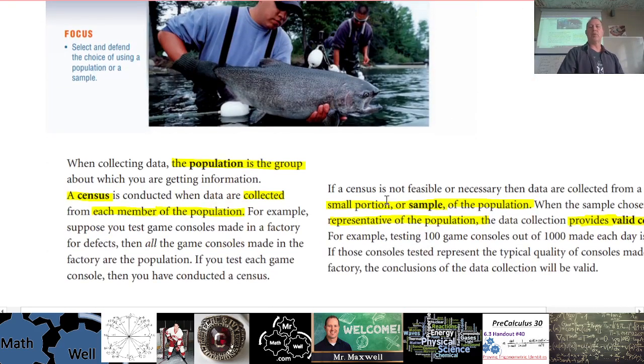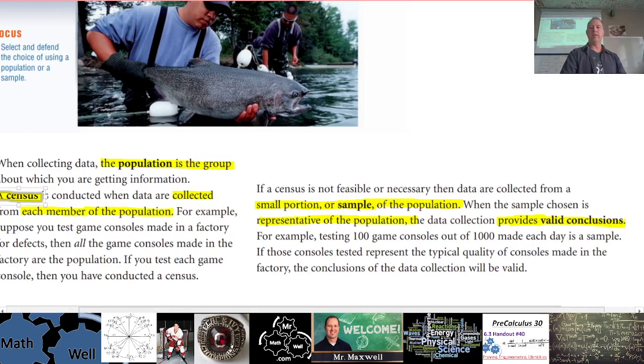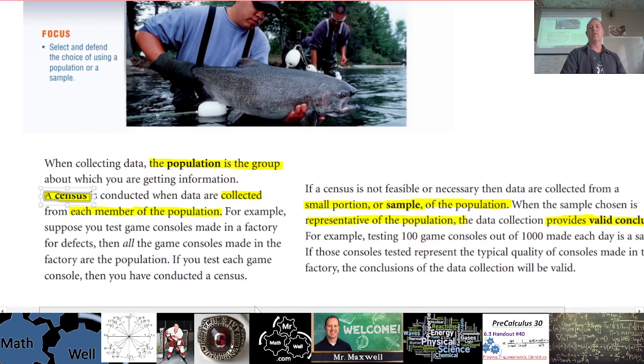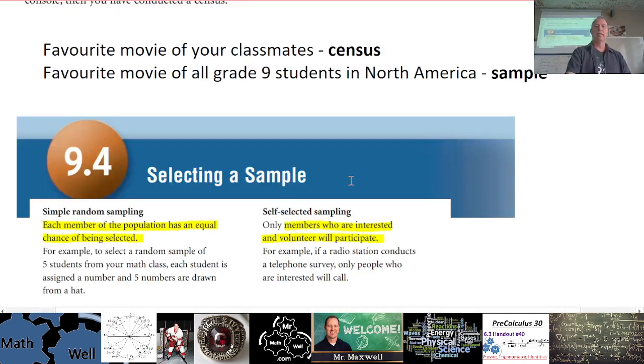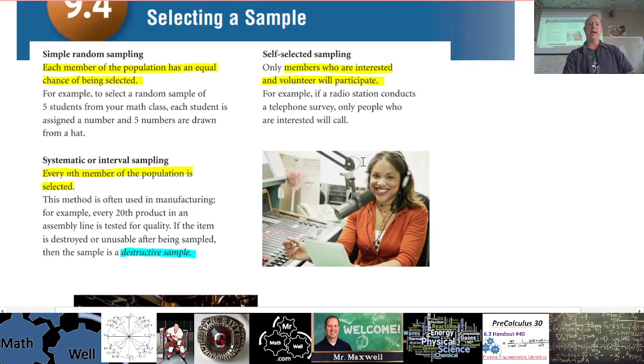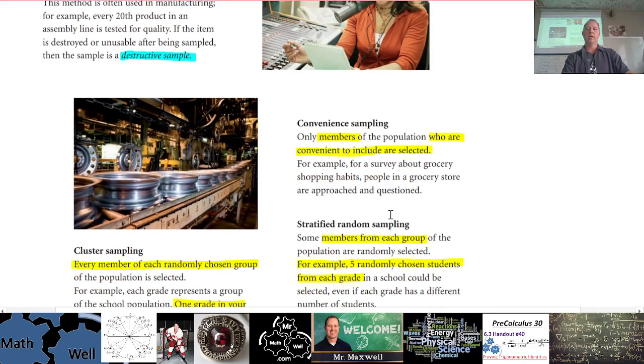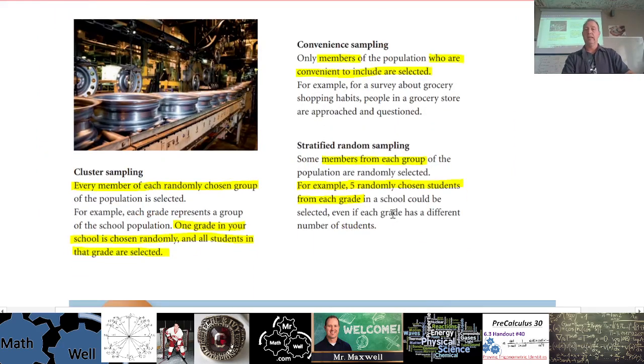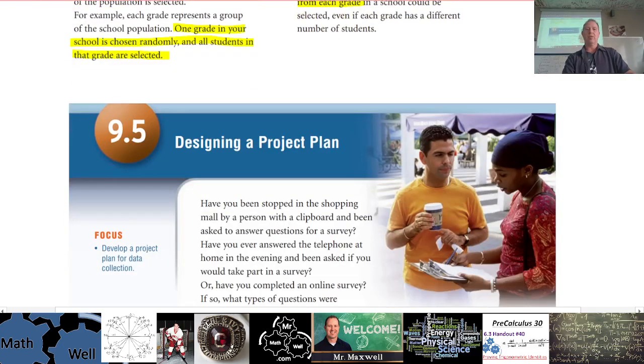9.3, a sample is a small portion of a larger group. The larger group is called the population. If you test everything or every person in the population, that's called a census. You want valid conclusions when you take a sample, so make sure your sample is large enough and free from bias. There are different types of samples, which we talked about in 9.4: simple random, self-selected, systematic or interval, convenience, cluster, and stratified. So please review those definitions as well.